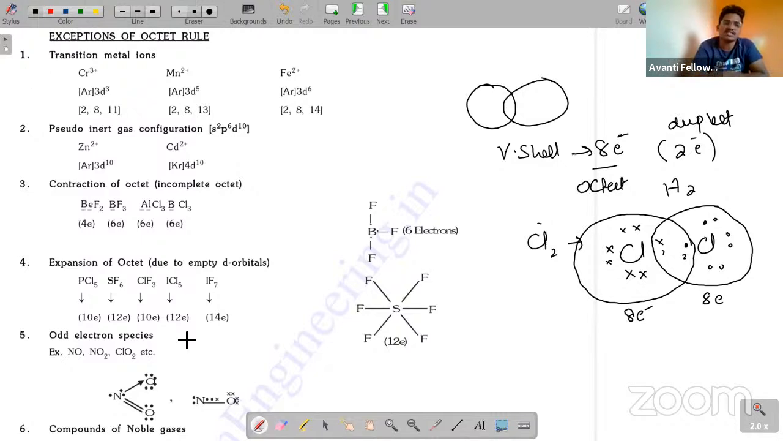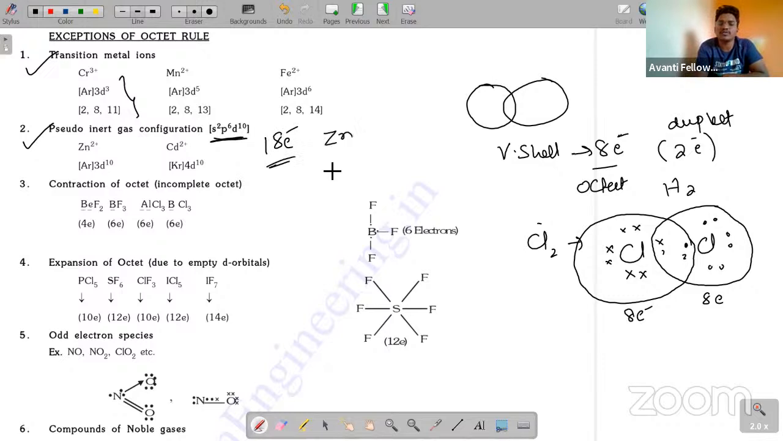One is the transition metals. If you see transition metals, there is no octet configuration in the valence shell, but still they exist. And next, the octet rule didn't discuss pseudo-inert gas configuration. What is the meaning of pseudo-inert gas configuration? Pseudo-inert gas configuration means you will have 18 electrons in the valence shell.